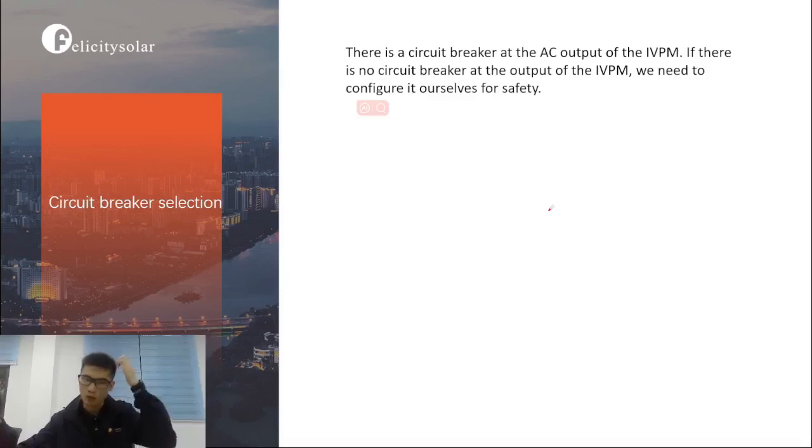Now we are going to talk about the circuit breaker selection. Usually our inverters have a circuit breaker inside, except the IVEM. So there is a circuit breaker at the AC output of the IVPM inverter. But what if you use another brand of inverter that does not have a circuit breaker inside? Then we should install a circuit breaker for the sake of safety.